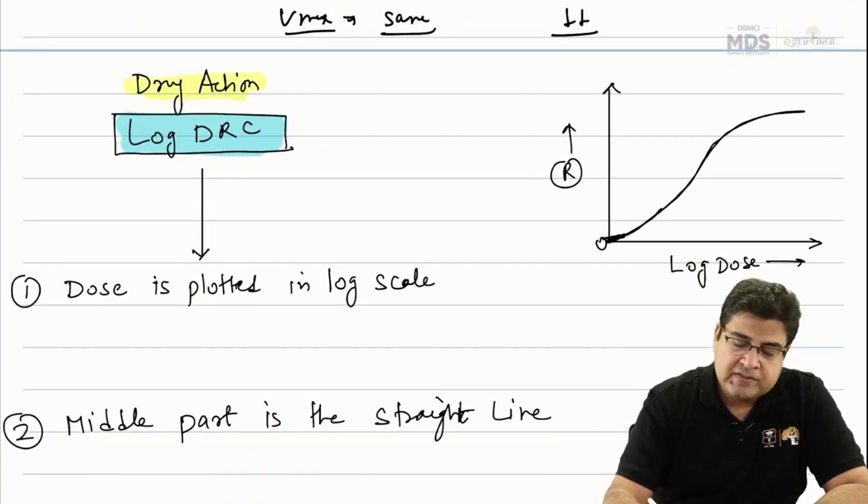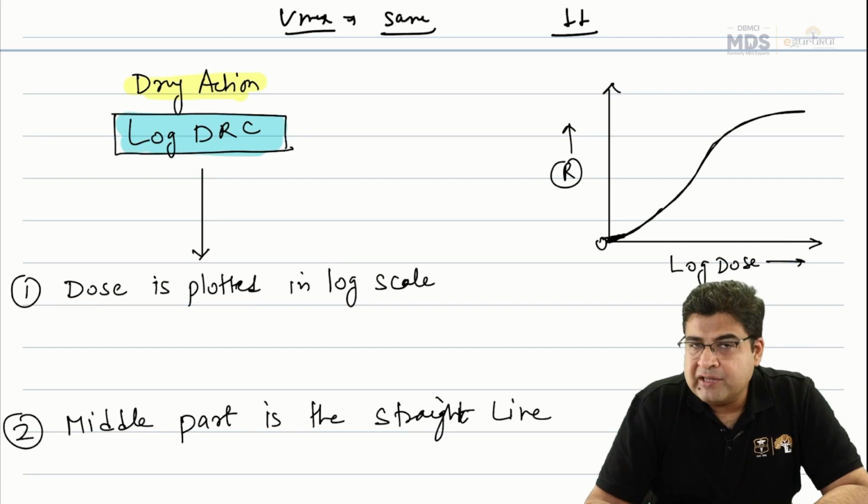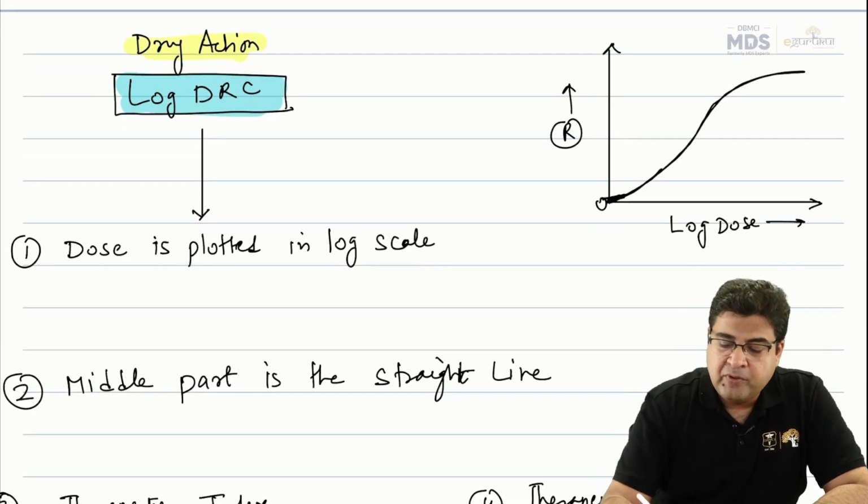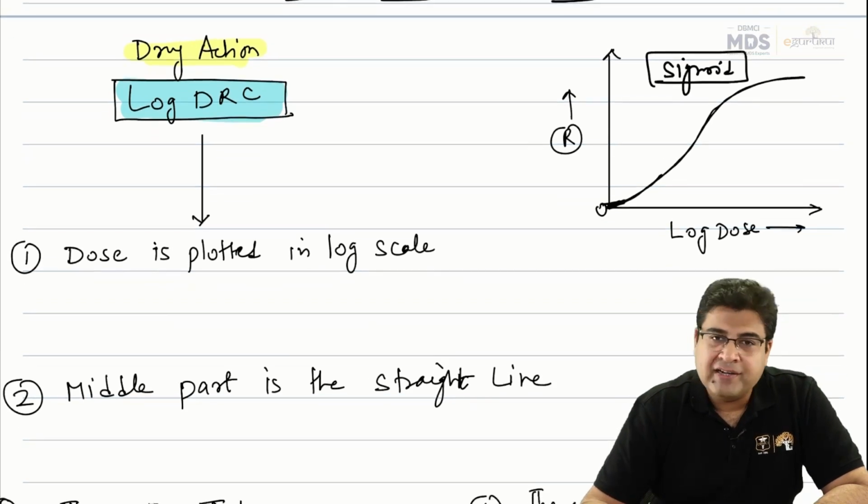Now, if we talk about the drug actions in the body, we can calculate drug actions with the help of this graph. We call it the log DRC graph. The shape of this graph you can see here: this is a sigmoid shape. So DRC is a sigmoid-shaped graph. We call it log DRC.